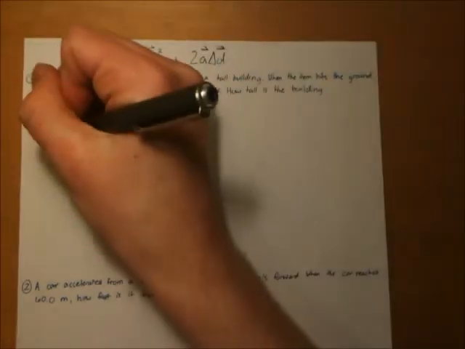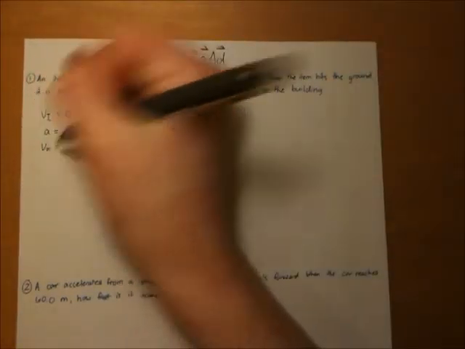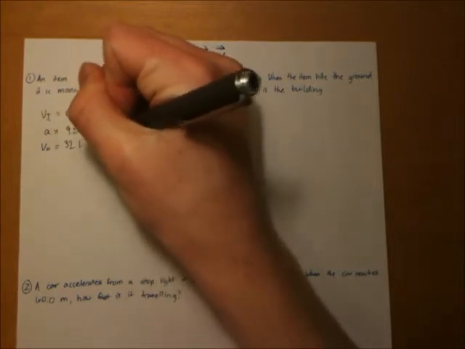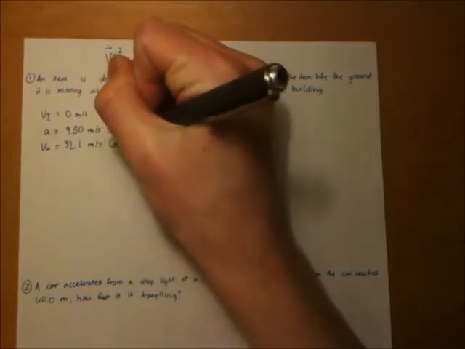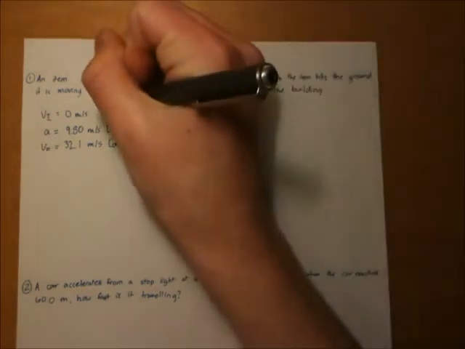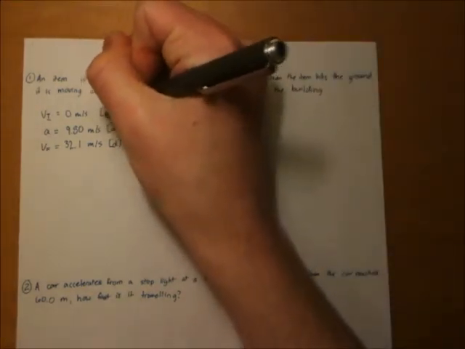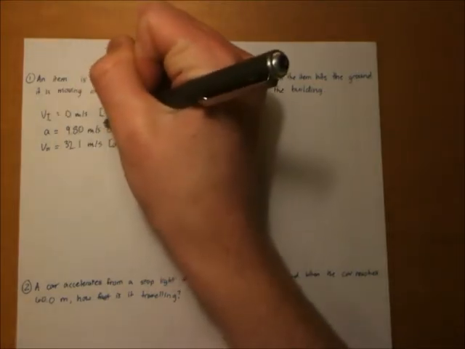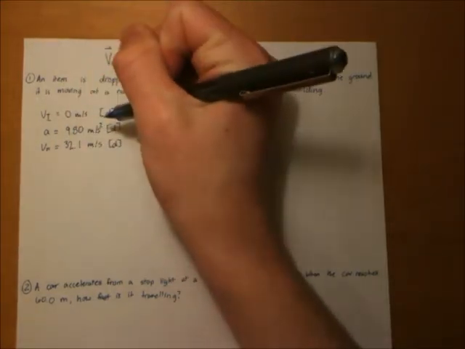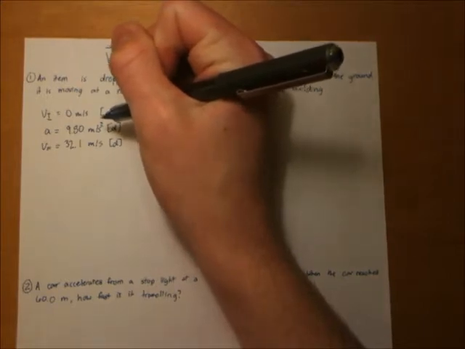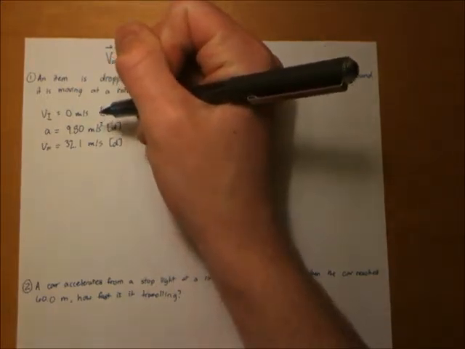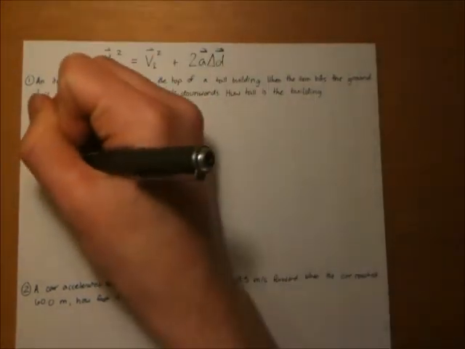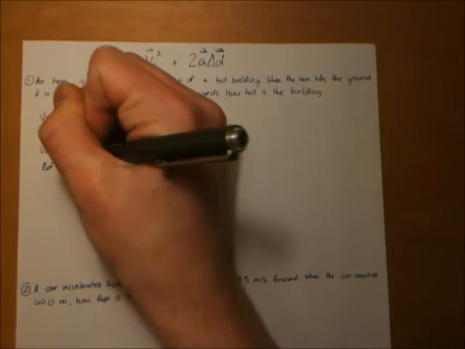And then finally we have the final velocity, vf, which is equal to 32.1 meters per second downwards. Next, we can also put the initial velocity in the downwards direction, even though it is 0. And do not make this mistake: make sure your acceleration is in meters per second squared. Now, the next step is to write down your required variable. In this case, it is delta d, or displacement.